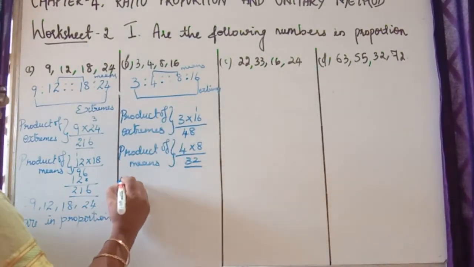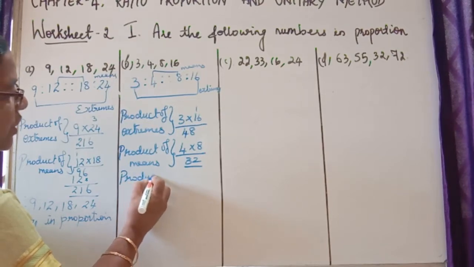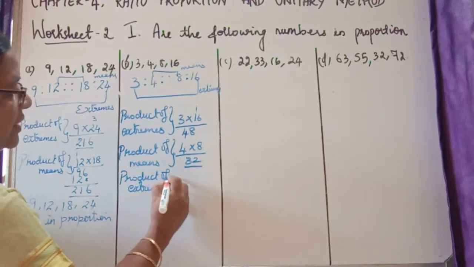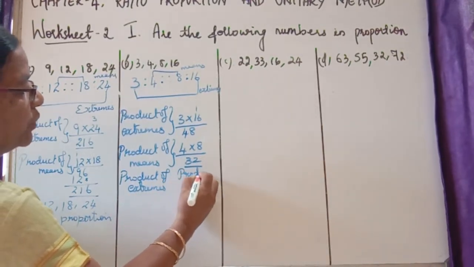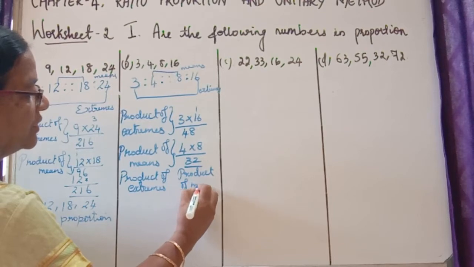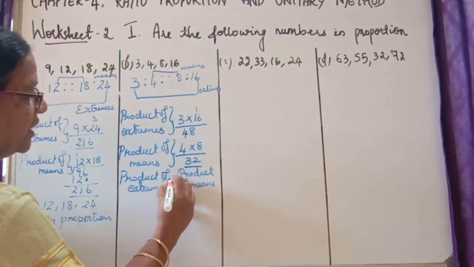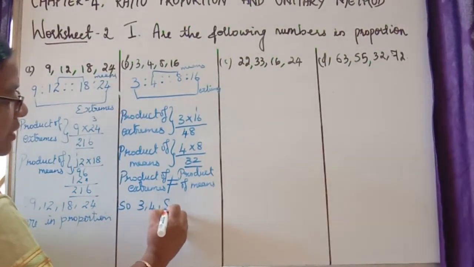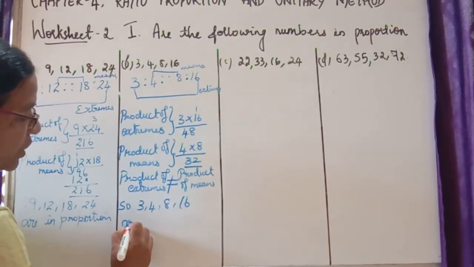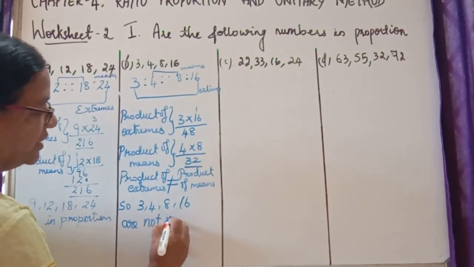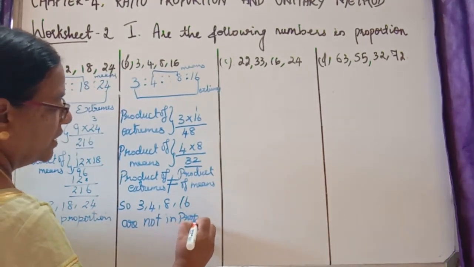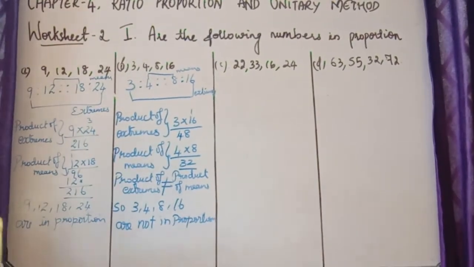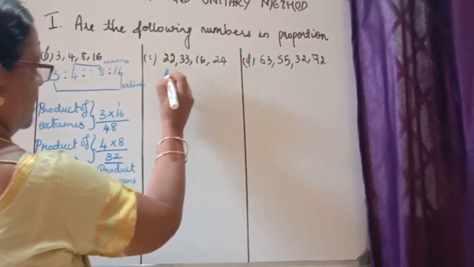Here the product of extremes and product of means are not equal. So 3, 4, 8, 16 are not in proportion. What is that? They are not in proportion. Why? Because we have not got the same answer. Now we'll move to the third sum.